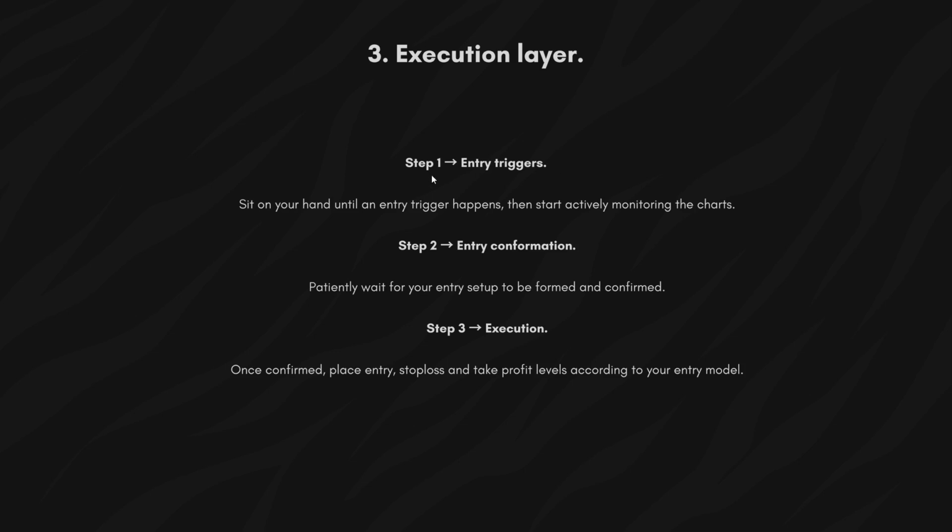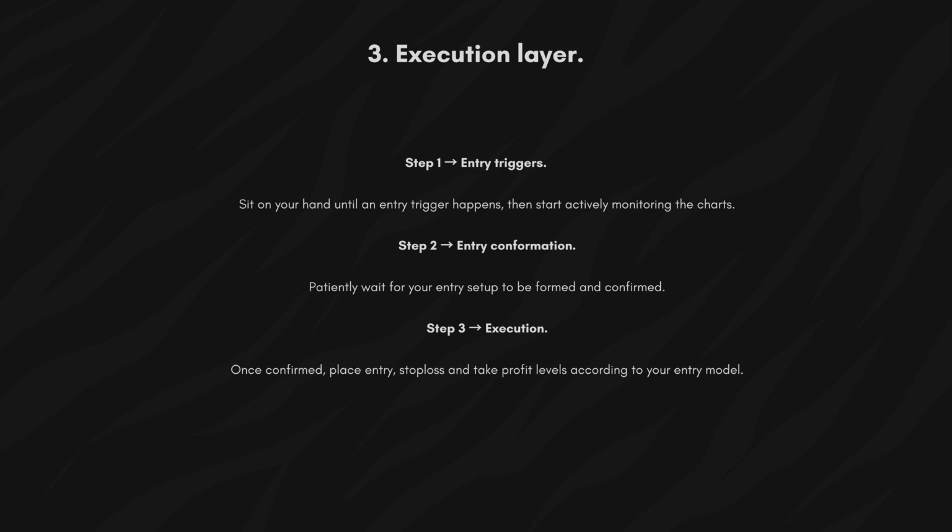Once the entry trigger has formed and it has occurred, then you move on to step 2, which is entry confirmation. Okay, in this step, you patiently wait for your entry setup, your entry model, or your entry pattern to be formed and confirmed at a key time. Okay, now this step is also where your patience and your discipline and your emotional intelligence gets tested.